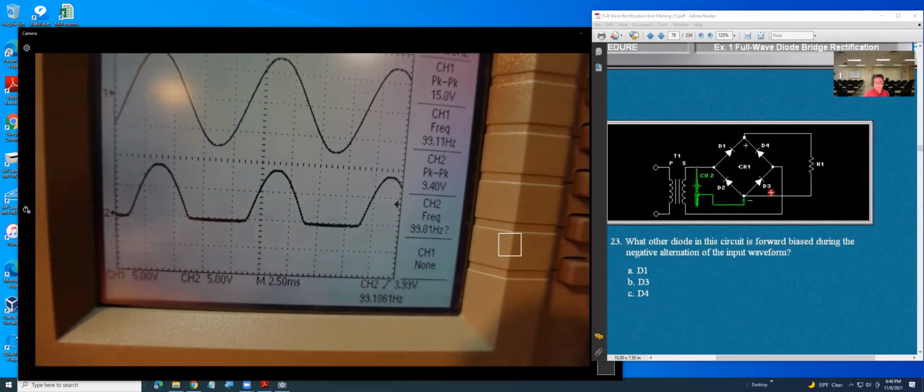Okay, the positive voltage portion of the scope channel 2 waveform is across what? Diode D1 and load R1, load resistance R1, and diode D4. Which one?